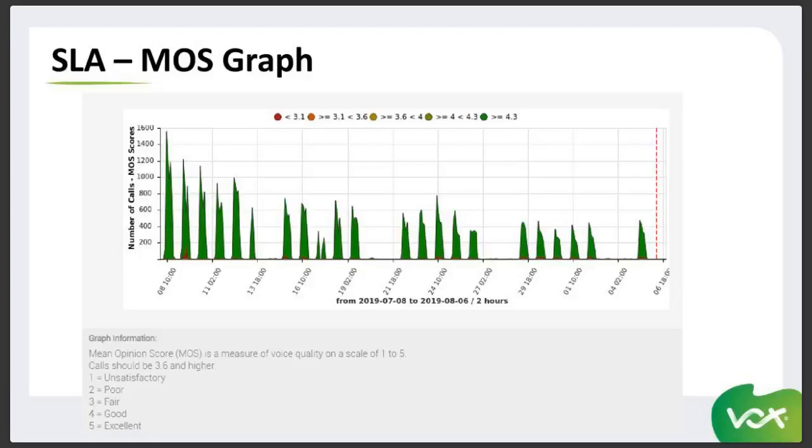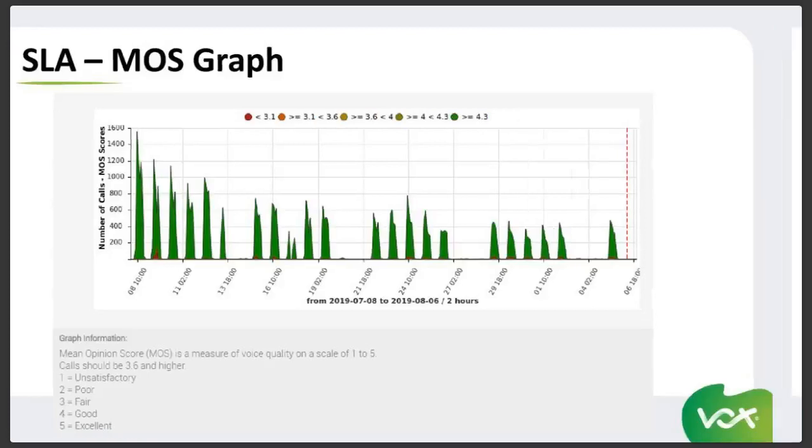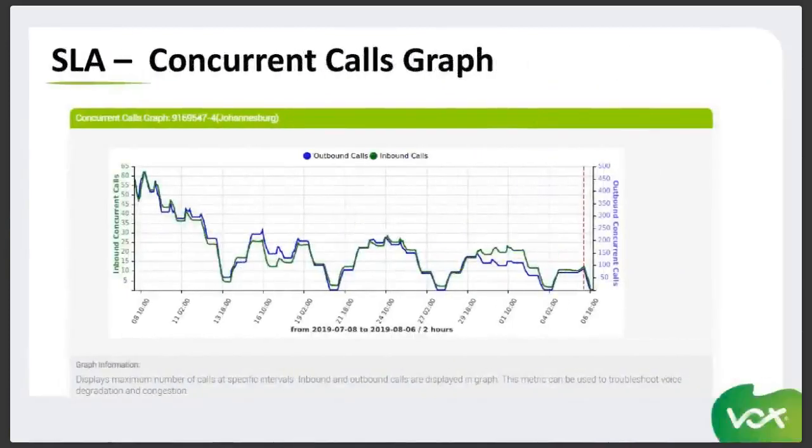call quality. Other graphs that customers will be able to look at are also concurrent calls, inbound versus outbound, at any time in the day or in a particular month, what the call statistics look like inbound versus outbound.